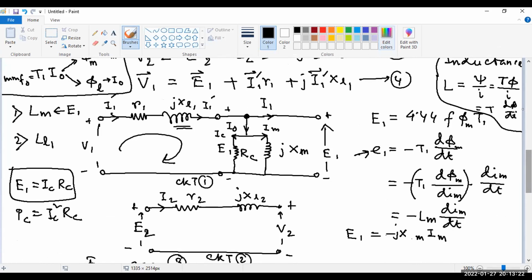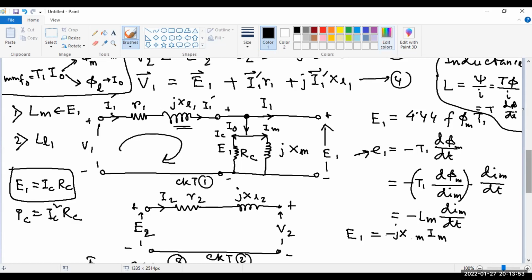Just like if you try to measure this core loss component of current, IC, practically there is no current IC. If you connect an ammeter and try to find out what IC is, you will never get that. Then how is this IC measured? IC is measured in an indirect way. Because through the core, what is the current flowing? Is it IC? Is the IC current flowing through the core? It's not that.